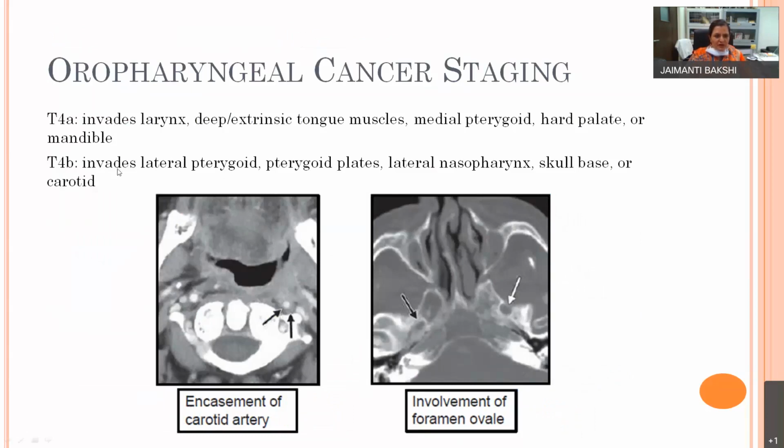So T4b oropharyngeal cancer is staged when there is involvement of the lateral pterygoid muscle, or if the pterygoid plates are eroded, or if the lateral wall of the nasopharynx is involved, or if the carotid artery is encased. In this picture, we can see encasement of the carotid artery, and here the tumor is causing involvement of the foramen ovale at the skull base.